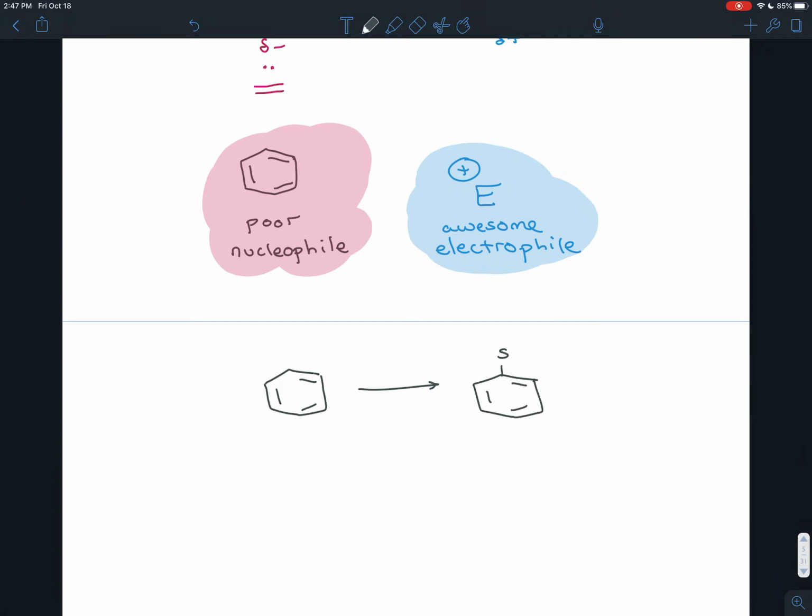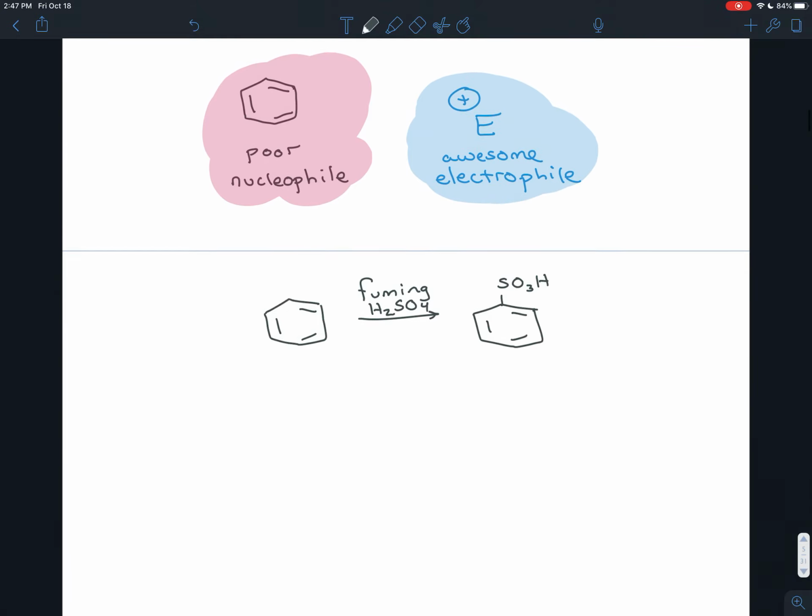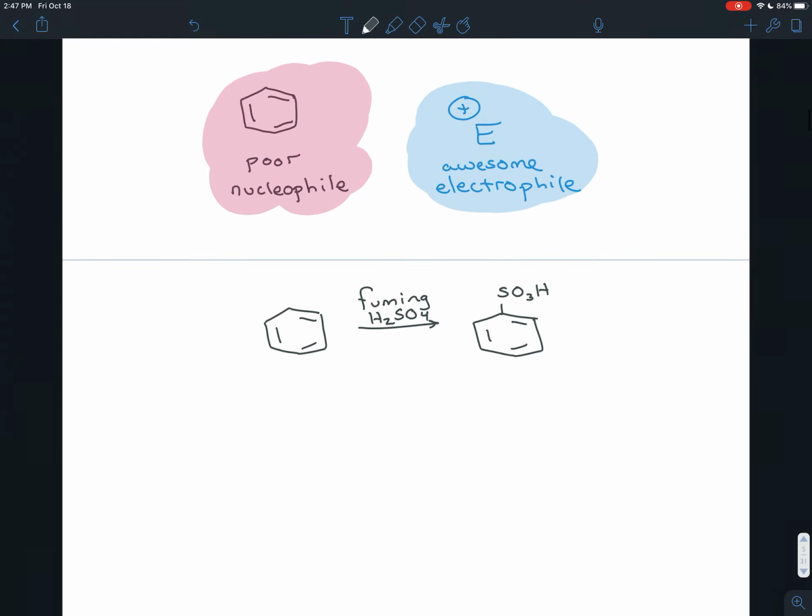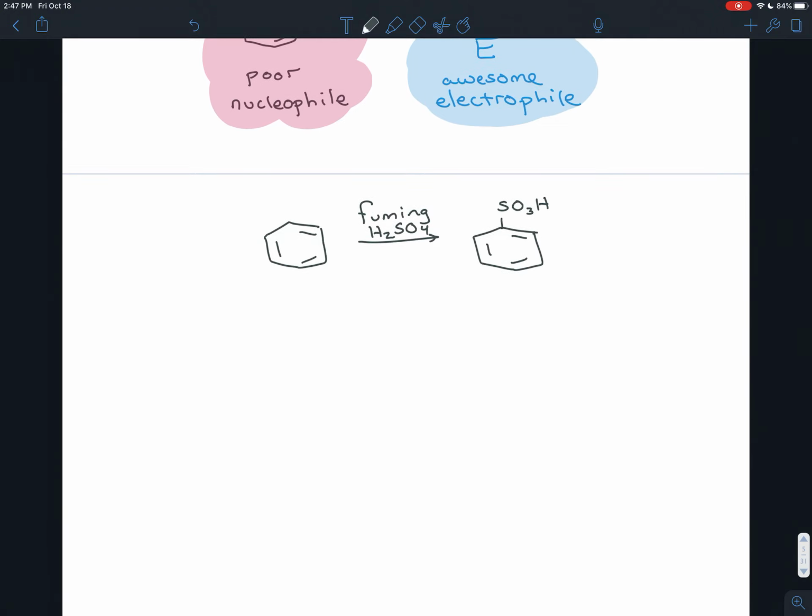you have that SO3H, and that usually is done by adding what's called fuming sulfuric acid. The fumes are from a gas that you're using, and the gas that you use is sulfur trioxide. You can see that if you bubble sulfur trioxide gas through water, you end up getting H2SO4, which is sulfuric acid.